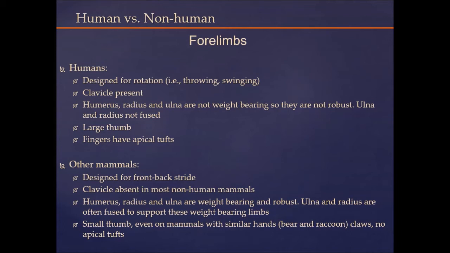Other mammals are designed for front and back stride. They're not climbing or doing this above arm, hand over hand, holding their arms above their head. Remember, we're just talking about forelimbs here. Clavicle is often absent in most non-human animals, or it's fused to something else. The humerus, radius, and ulna are all weight-bearing, therefore they're much more robust. Ulna and radius are often fused because they're weight-bearing. Finally, they have a very tiny, if even extent, thumb. And even on mammals with similar hands, they tend to have claws, no apical tufts, and their thumbs tend to be much smaller than ours.